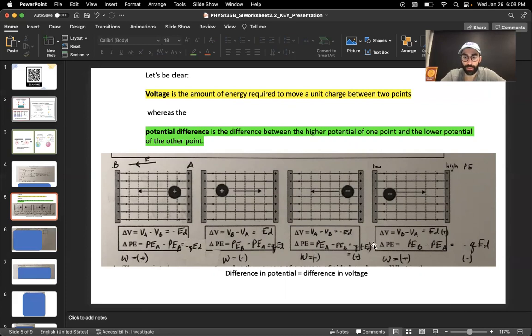Notice how the sign matches what you would expect. You would expect this plus to go towards the minus, but when you're going against that, it's going to come out as negative. And a difference in potential equals a difference in voltage, and that's just by definition. So just keep these two things in mind as we go forward.